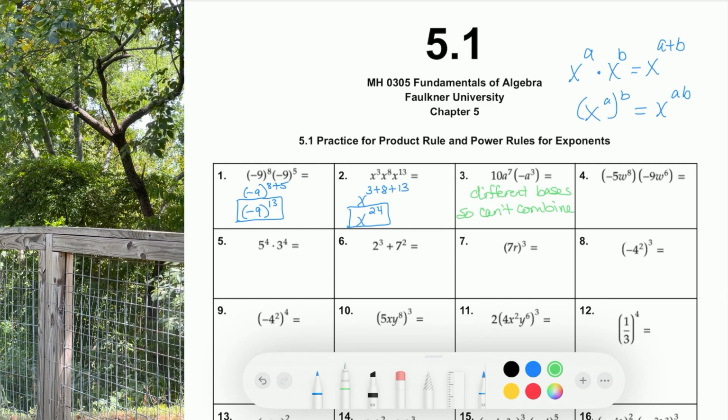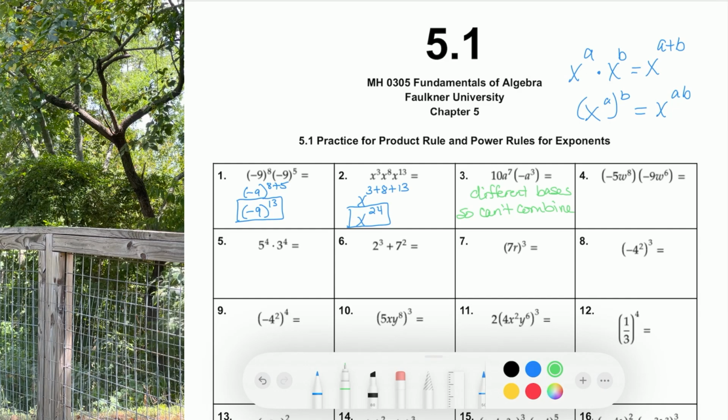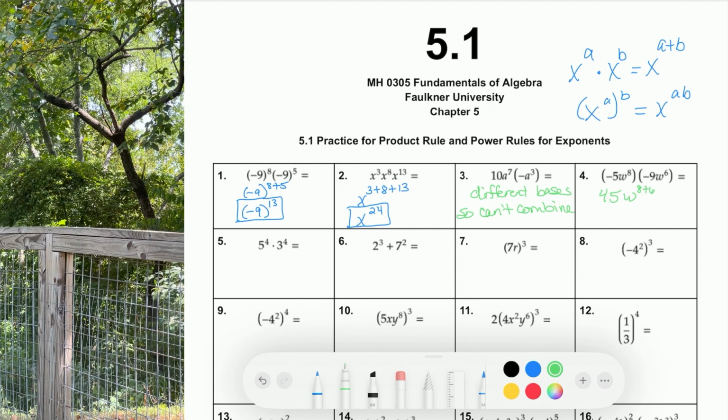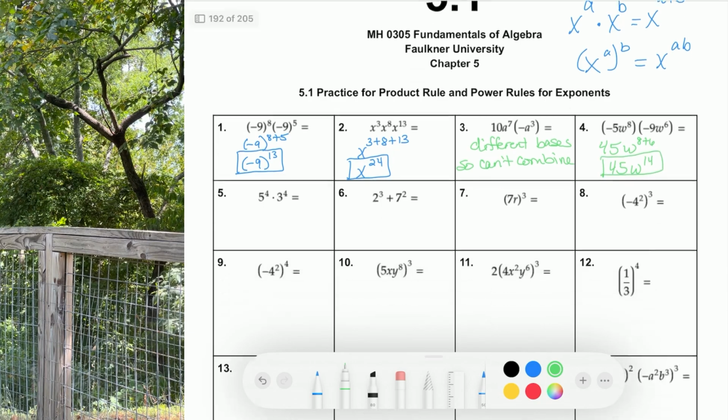But we need to remember when we combine, our -5 and our -9 actually multiply against each other like usual. So I'm going to get a positive 45. My w is going to follow the product rule. So I'm going to have 8 plus 6 here. And I end up with 45w to the power of 14. Scroll up here a little bit.